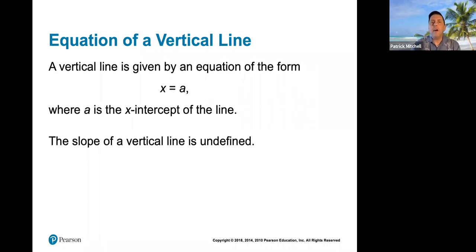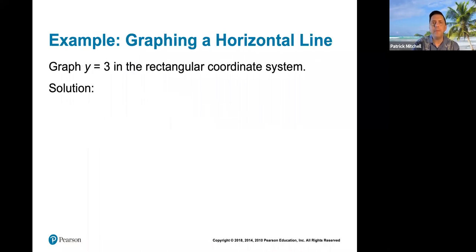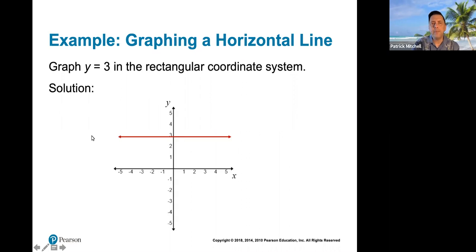Vertical lines are given by an equation of the form x equals a, where a is the x-intercept of the line. Remember that the slope of a vertical line is undefined. A vertical line is the only kind of line that does not have a defined slope. So to graph y equals 3 in the rectangular coordinate system, you can start at the point (0, 3) and then just draw a horizontal line in both directions.